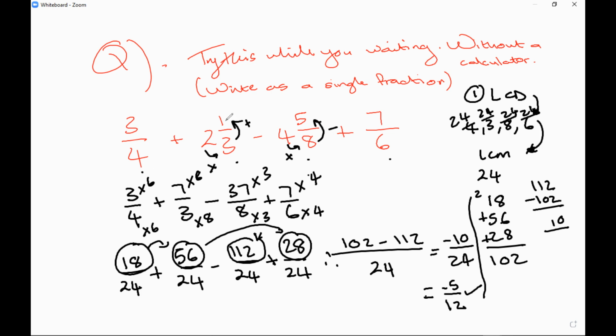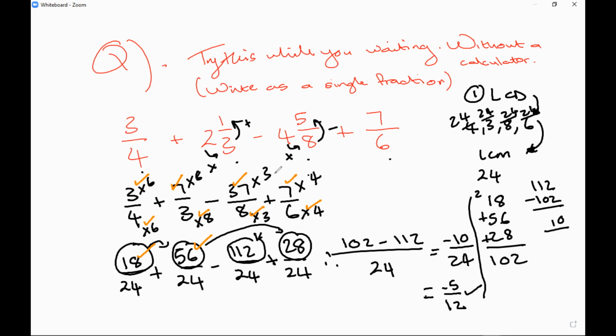2 times 3 is 6. 6 plus 1 is 7. So this is right, 7 over 3. 4 times 8 is 32 plus 5 is 37. That's right. That's 7 over 6. That's right. That's negative. So those fractions are all right. I multiply this by 6, multiply it by 8, multiply this by 3, and I multiply this by 4. It became 18. 7 times 8 is 56.